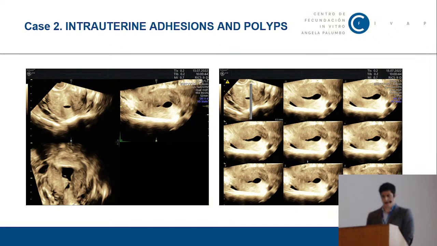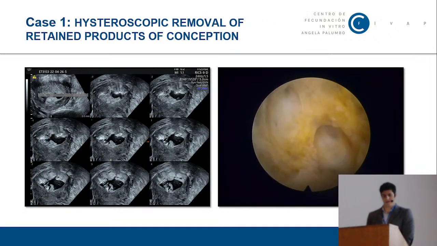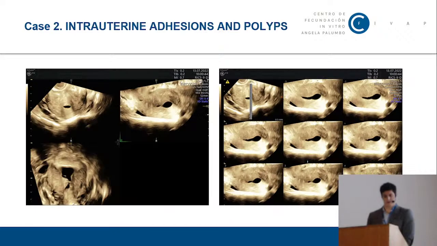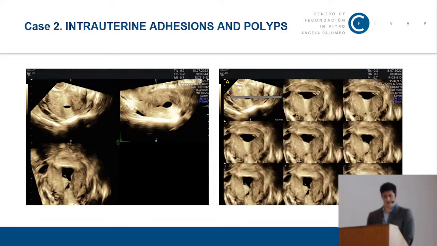Here you can see how the coronal plane clearly mirrors the hysteroscopic picture, and you can see here the polyps that we see in the 3D image. In this other clinical case, we identify a cervical isthmic adhesion that can also be seen in the coronal plane and was confirmed by hysteroscopy. Here we see the coronal plane, the adhesion, and the hysteroscopy.